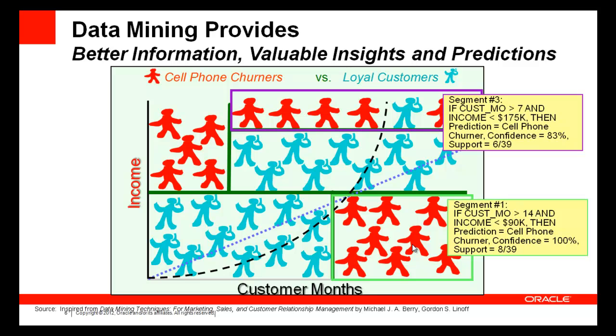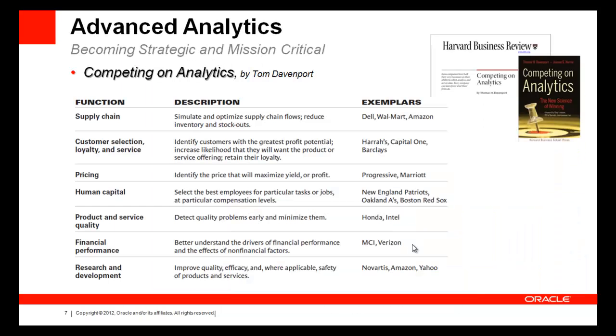If I look up here, I have another market segment that I've discovered, and it also has people who are likely to churn, but here in this case I'm only 83% confident. So that gives a nice high-level depiction of data mining and how it provides insight and, if the models are reasonable and useful, actual prediction about what might be happening in the future.